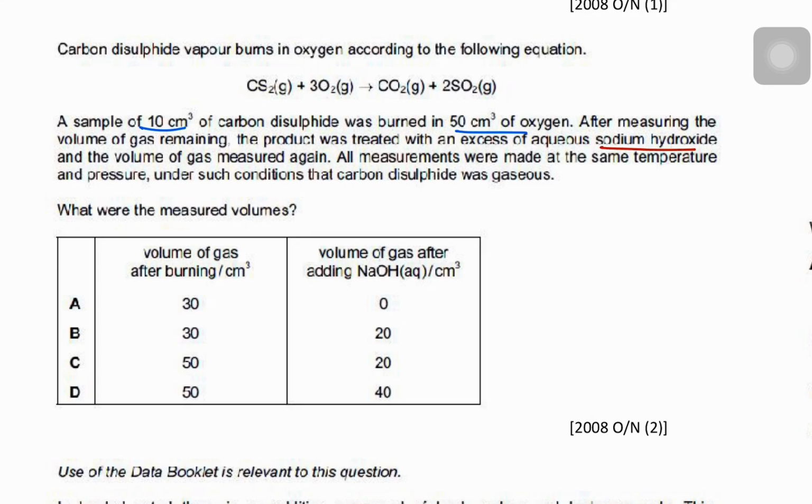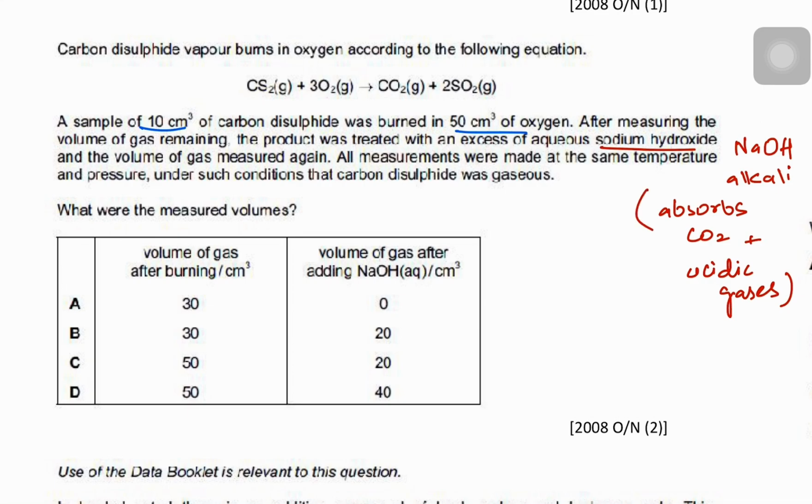Now, why is sodium hydroxide here? Sodium hydroxide is an alkali, and that is a compound that absorbs carbon dioxide, or you can say other acidic gases. Because sodium hydroxide is an alkali and it reacts with all the acidic compounds. We will use this concept really soon.